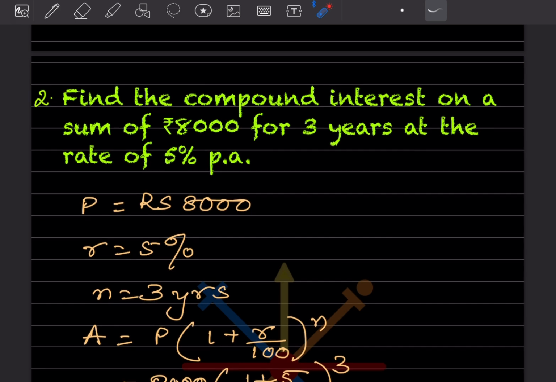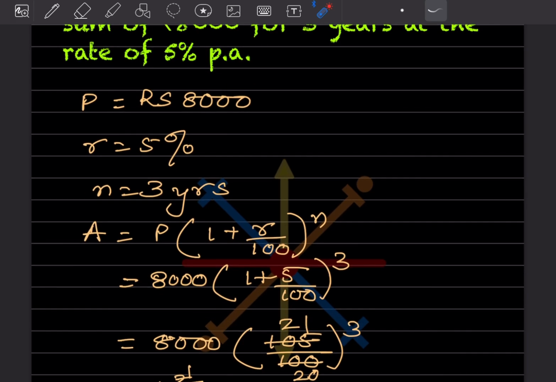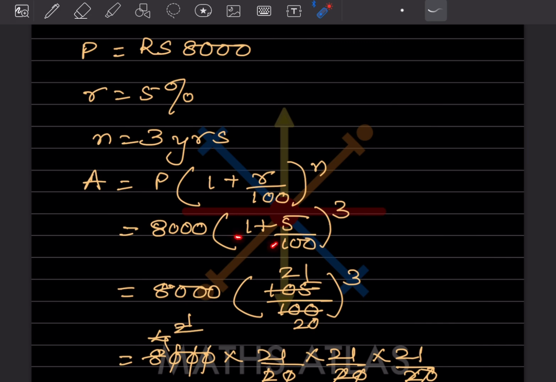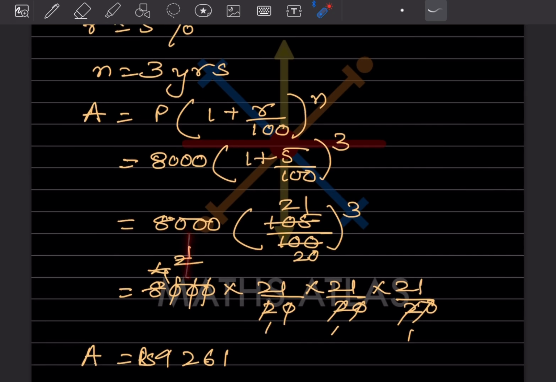Find the compound interest on a sum of rupees 8,000 for 3 years at the rate of 5% per annum. PA means per annum. Here again the principal is given, the rate is given, and the number of years. So again use the same formula. Here 5 by 100 raised to 3. Again this is multiplied by 100, so that is going to be 100 plus 5, which is 105 by 100. So 5 20s are and 5 21s are. So 8,000, and this 21 by 20 will be multiplied 3 times. After simplifying we get the amount is 9261.